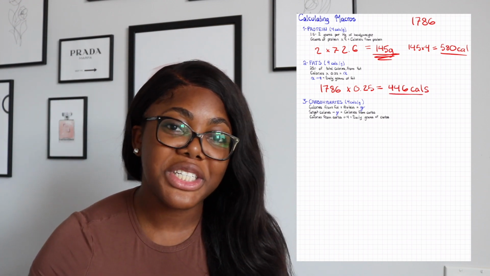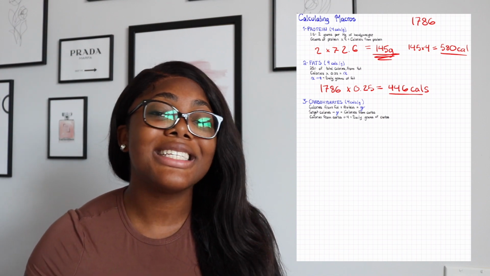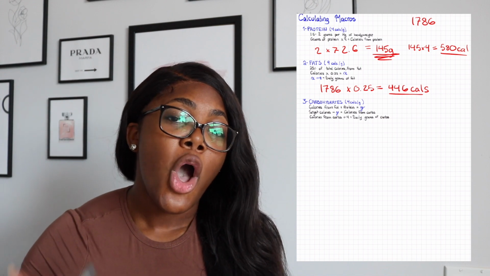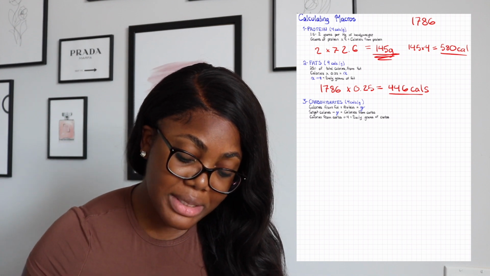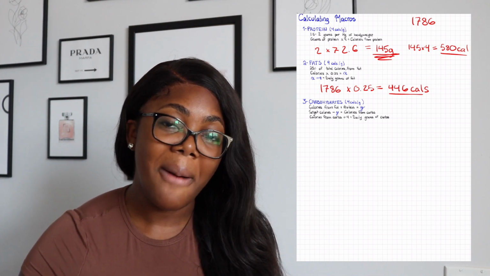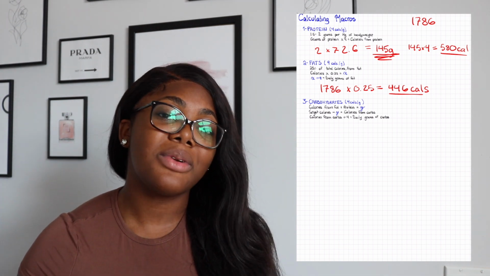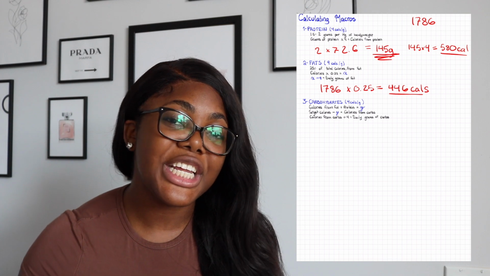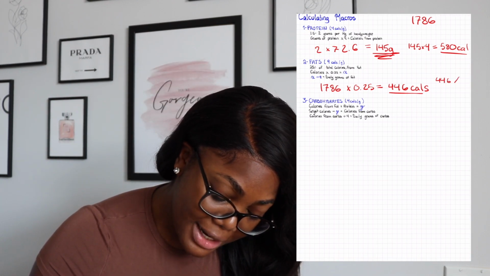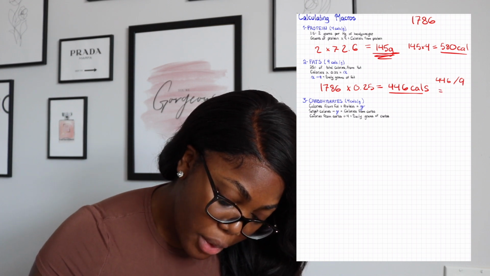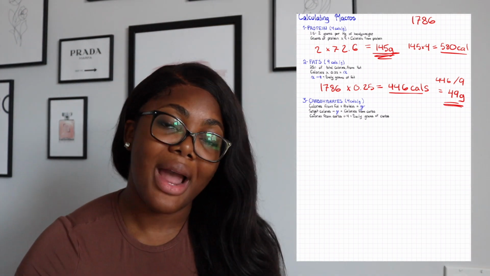Okay, we know how many calories she should be eating from fat. How many grams of fat is that? And again, like I said earlier, fat is special. 1 gram of fat is equal to 9 calories. If she is only allowed to eat 446 calories that come from fat, we're gonna divide that 446 by 9 to find out how many grams of fat she can eat in a day. So we're gonna go 446 divided by 9, and that equals 49 grams. So in a day, she is only allowed to eat 49 grams of fat.